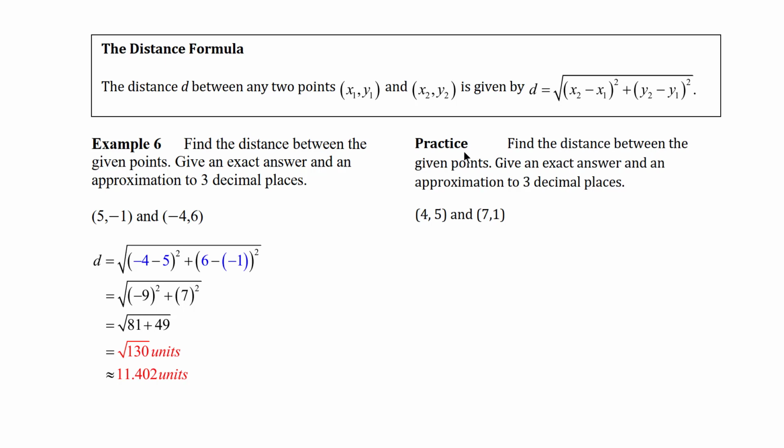Next, we have a practice problem. Find the distance between the given points, give an exact answer, and an approximation to 3 decimal places. We have the 2 points, (4, 5) and (7, 1). Go ahead and pause the video, try out this problem, and check back with the video to see the solutions.